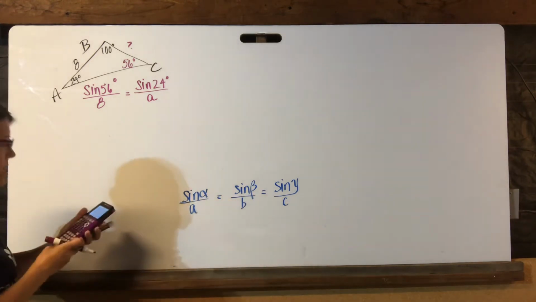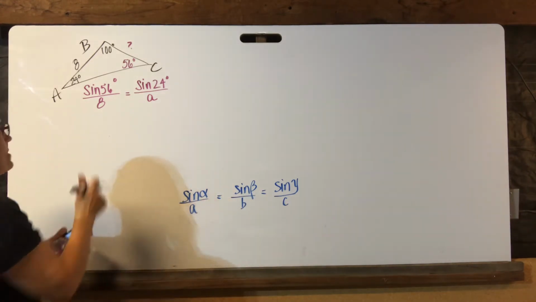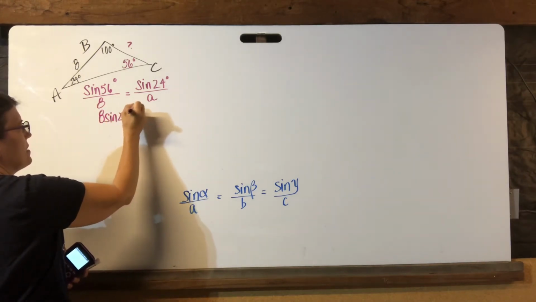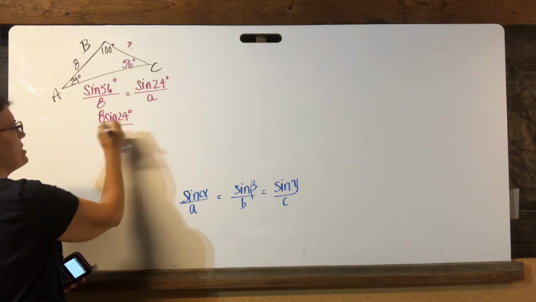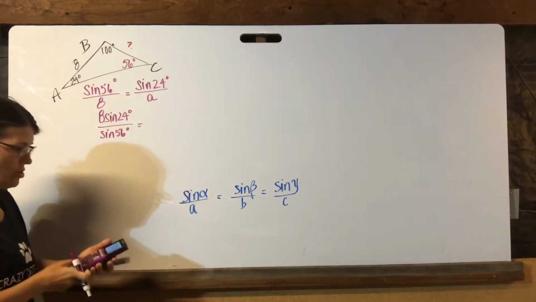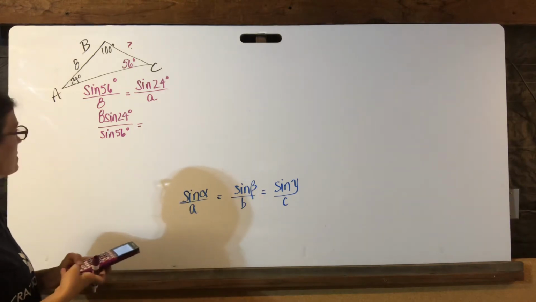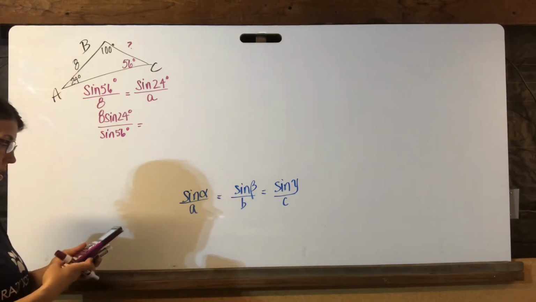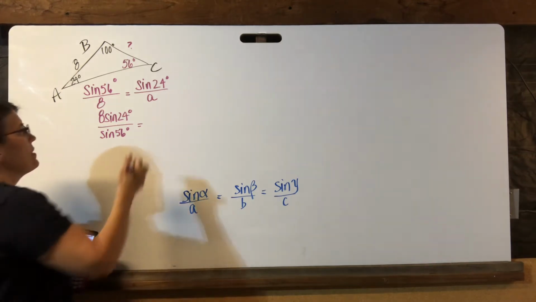Plug and chug. So 8 times the sine of 24 degrees divided by the sine of 56 degrees, nearest hundredth, please. 3.92.